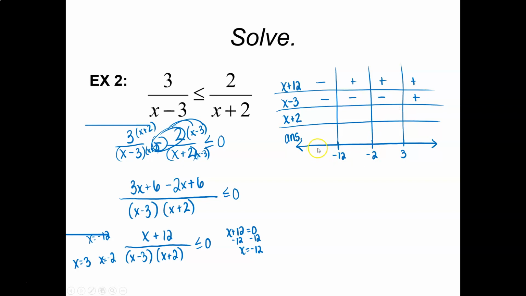All right, so if we plug in a number below negative 12, like negative 13, we'll get a negative there. What about a number between negative 12 and negative 2? Negative, negative, and then we'll get positive, positive. Very good.